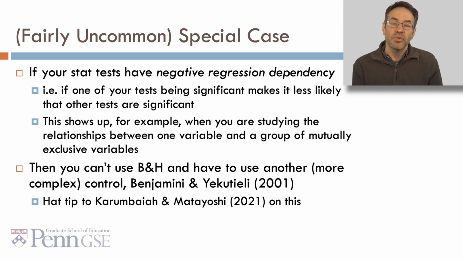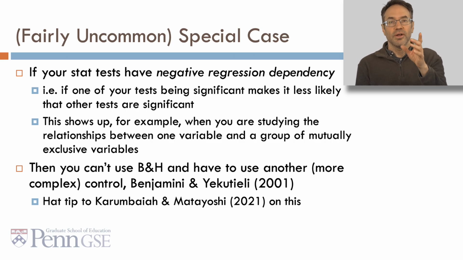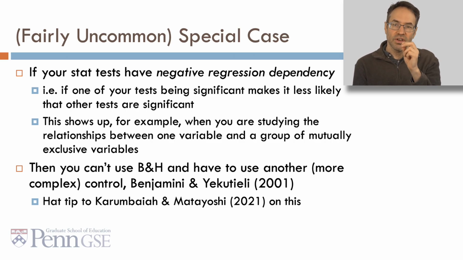Now, in talking about Benjamini and Hochberg, it's important to note a, honestly, fairly uncommon special case that you still might come across. If your stat tests have negative regression dependency, in other words, if one of your tests being significant makes it less likely that other tests are significant, then you can't use Benjamini and Hochberg, and you have to use another more complex control, Benjamini and Yekutieli.